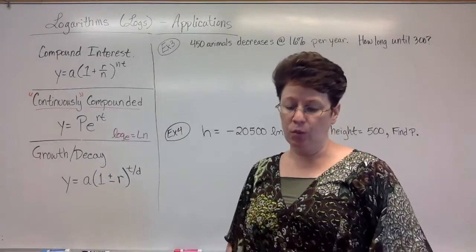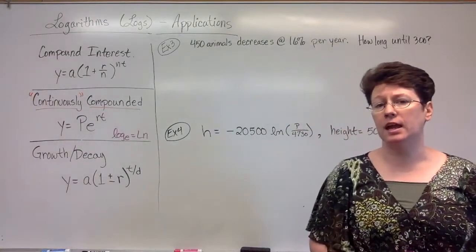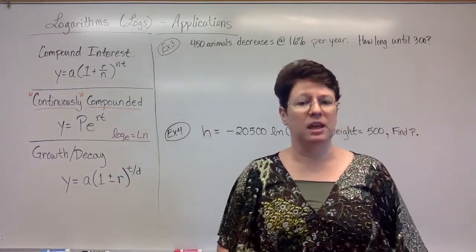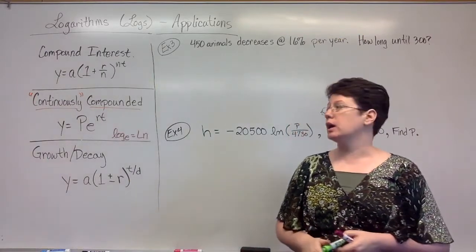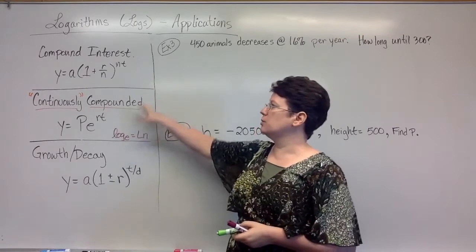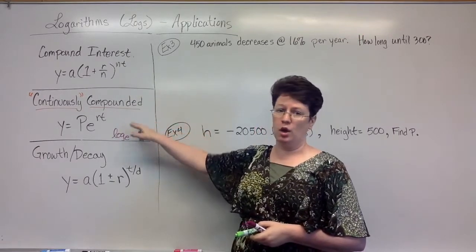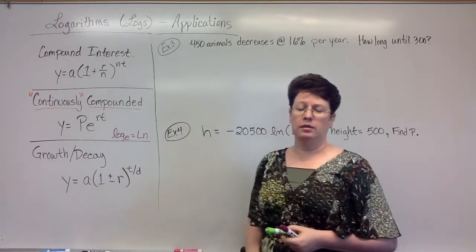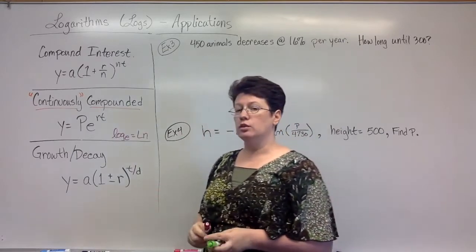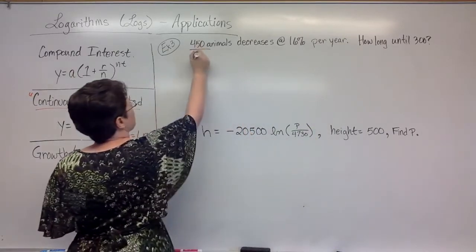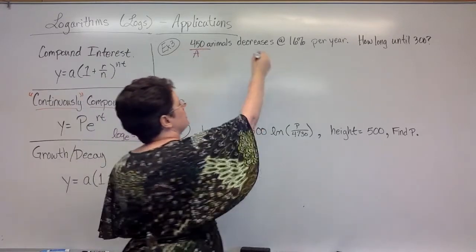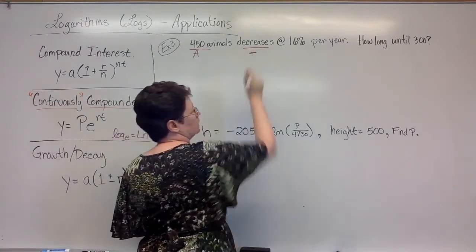Example 3. We have a population of animals. There's 450 of them, and they're decreasing at 16% per year. Okay, so am I using either of my compounded formulas? No. We're in growth and decay. So what is the 450? 450 is what we started with. So that's my A value. Decreases tell us it's a minus.